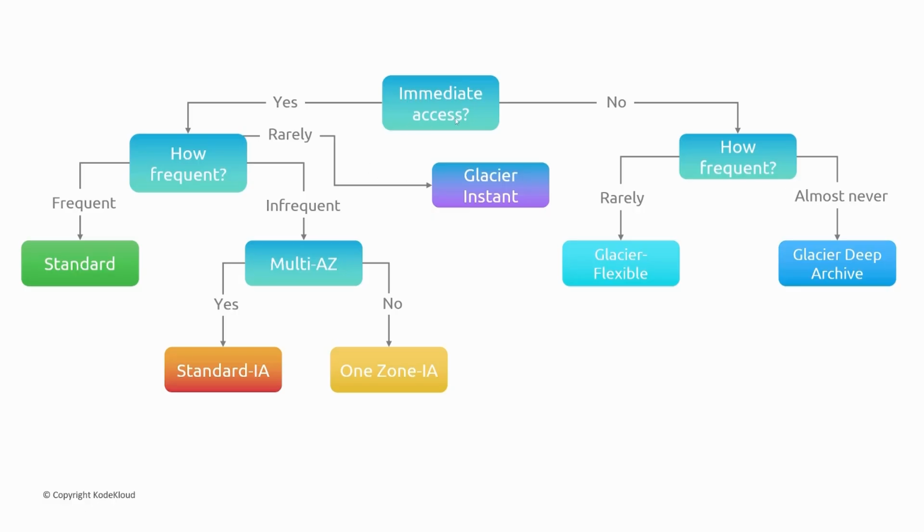Now, if you don't need to immediately access them, then you go down this path and ask how frequently. If it's rarely, then you can do Glacier Flexible. Sorry, not cheaper, but you can get them a little bit quicker. It's not quite as expensive. Or if you almost never need to touch them, then you go to the cheapest option, which is Glacier Deep Archive. Keep in mind it's the cheapest option, but the files take the longest to retrieve. And so hopefully that helps clear up some things when it comes to storage classes.